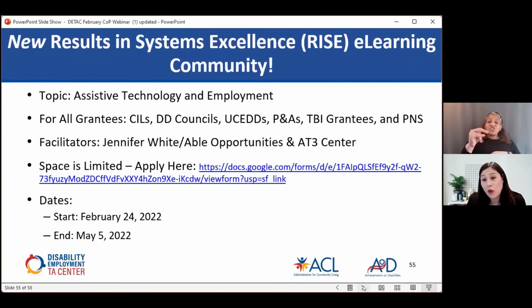This specific cohort is going to be facilitated from February 24th to May 5th, and it encompasses basic introductory sessions to assistive technology, identification of partners and resources, and how to support people with disabilities to acquire and learn how to use assistive technology when placed in competitive integrated employment. So if you are a grantee and you are interested in learning more or registering for this free technical assistance opportunity, please click on that link and register.